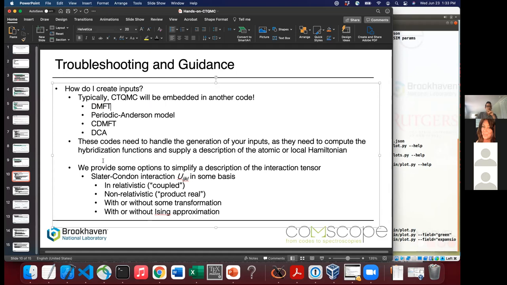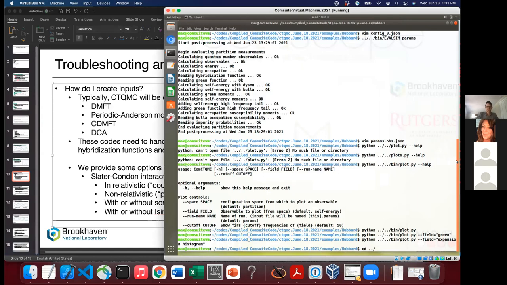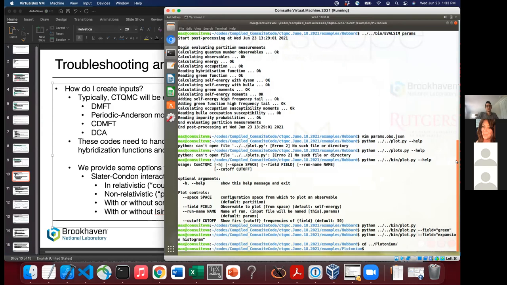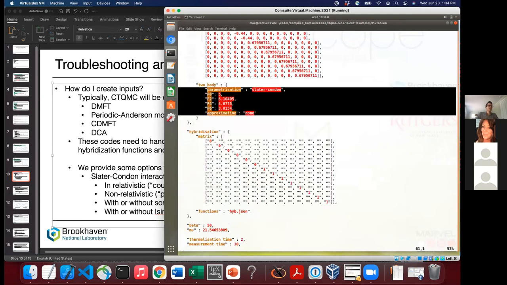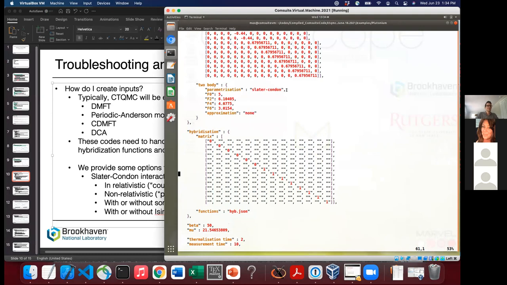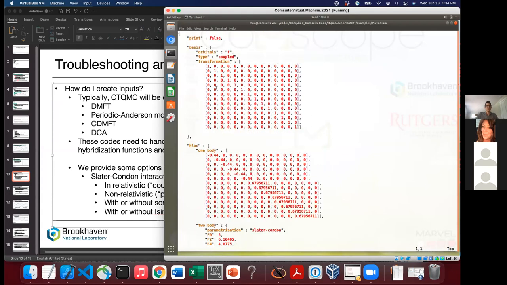But what your code will also need to figure out is how to describe this atomic Hamiltonian. We provide some help here. So you go into, let's say, the plutonium example. I can say what basis I'm working in. So coupled is the relativistic basis, spin orbit coupled. And instead of having to enter a horrible interaction tensor that would be very, very long, we can just say we're going to use a Slater-Condon interaction with some F parameters, and we're not going to use Ising approximation. It'll generate a nice interaction tensor. And you can rotate this basis with some transformation.